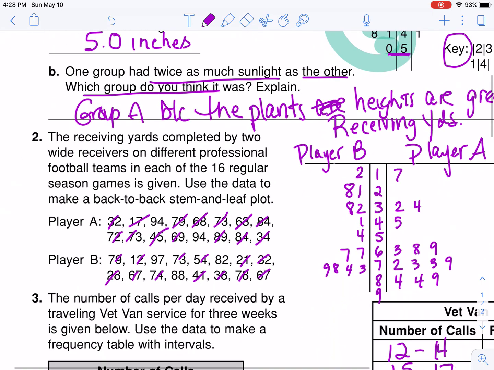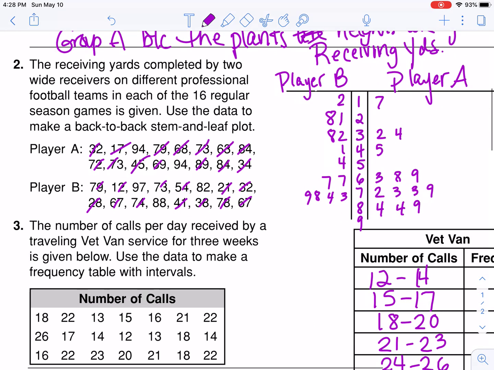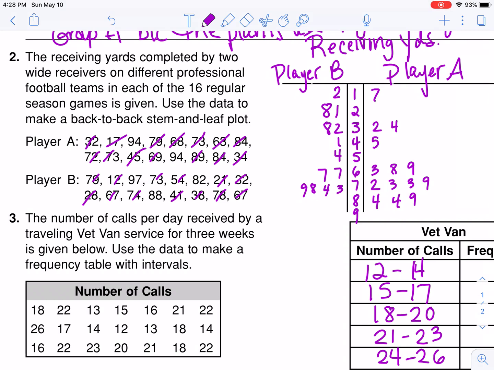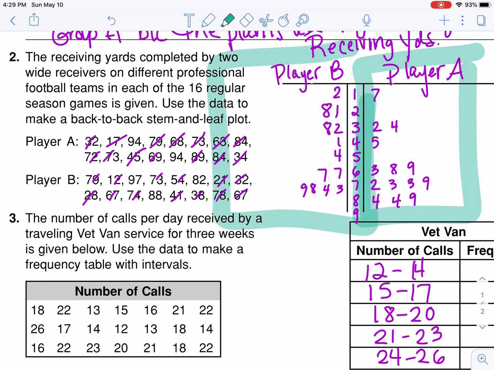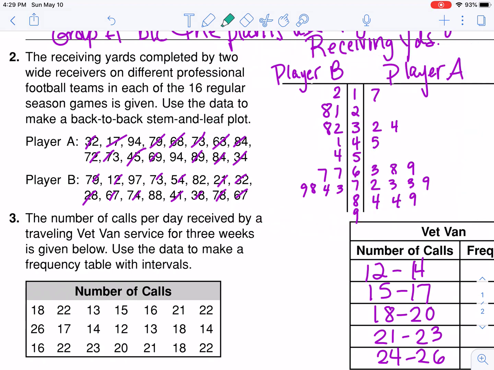Okay? Let's take a look at number 2. Now, I've done some work already here because to do the back-to-back stem and leaf plot, you need to be slow and careful with it. The receiving yards completed by 2 wide receivers on different professional football teams in each of the 16 regular season games is given. Use the data to make a back-to-back stem and leaf plot. So I have graphed almost all of the data except the last couple for player A and B. I recommend you doing all of one player first and then all of the other player. Don't try to go back to back with each stem.